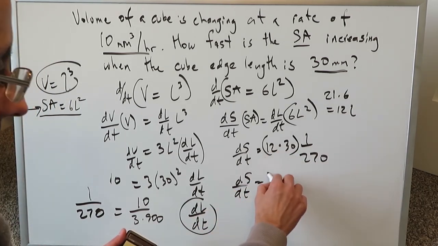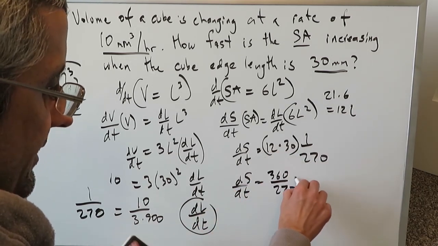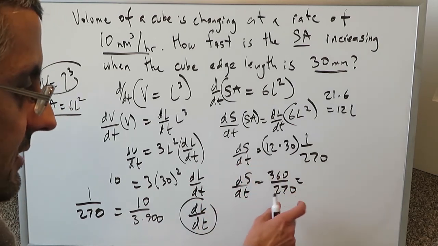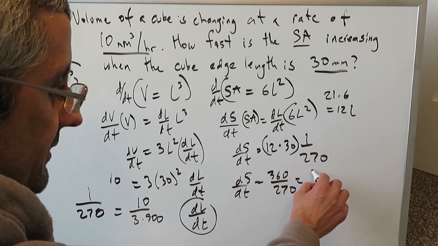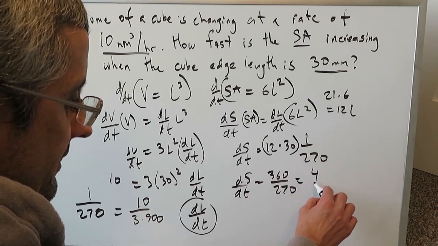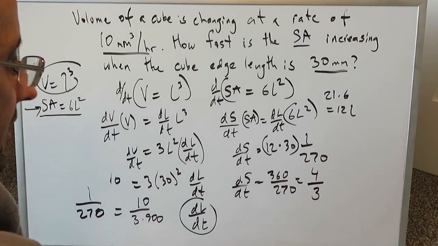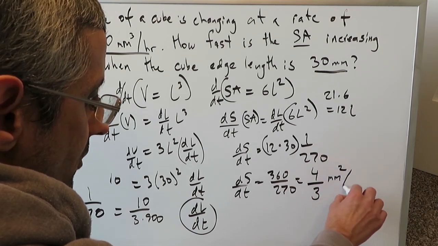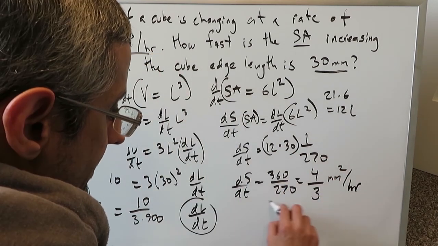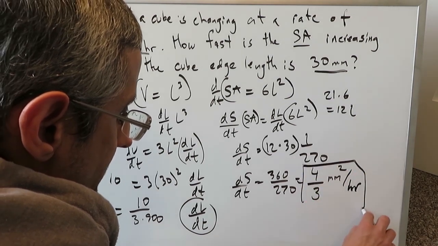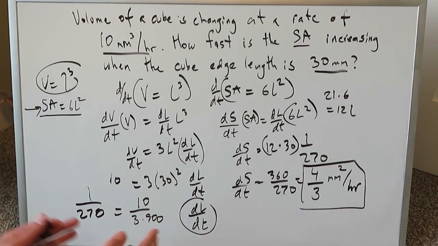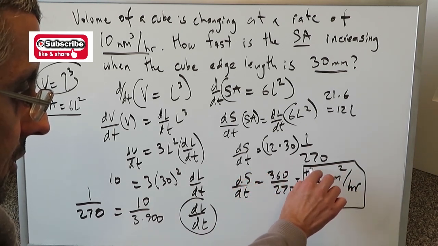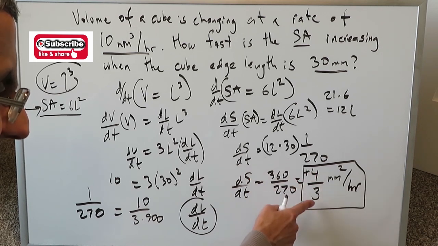Let's do it. It's 360 divided by 270. Since these numbers look very familiar over here in terms of what goes into it, we won't do a decimal answer, we'll do a fractional answer. 90 goes in 360 four times, 90 goes in 270 three times, so it's 4 over 3. But now let's bring the units. We're talking about millimeters, but we're talking about surface area, so it's millimeters squared over time, which is hour. Here is your answer, 4 over 3 millimeters squared over hour. So the rate of change of the surface area is 4 over 3 or 1.33 millimeters squared over hour. It's a positive value, so you know that the surface area is increasing with time by this rate.